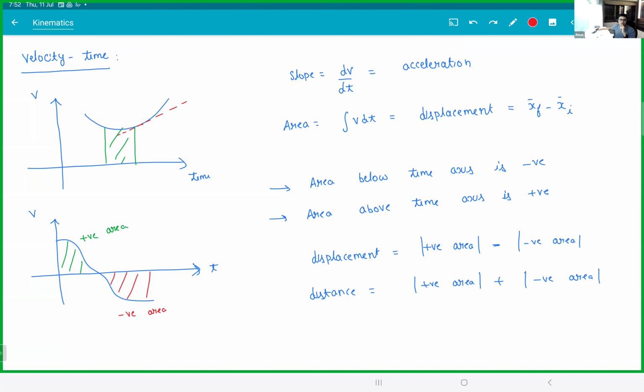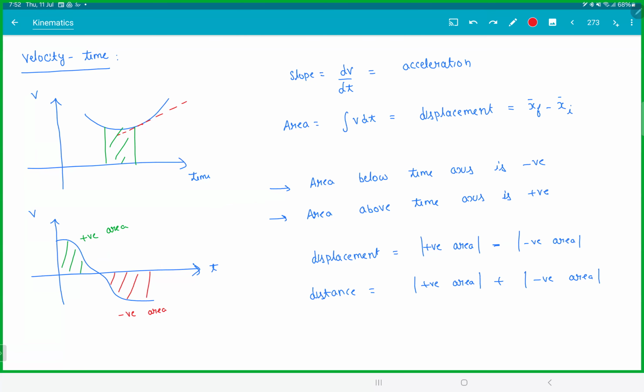Okay, sir. Thank you. Example: suppose this came as 100 and this came as 50, meaning you went 100 forward and 50 backward, then displacement will be 100 minus 50, but distance will be 100 plus 50. Make sense? Yeah.